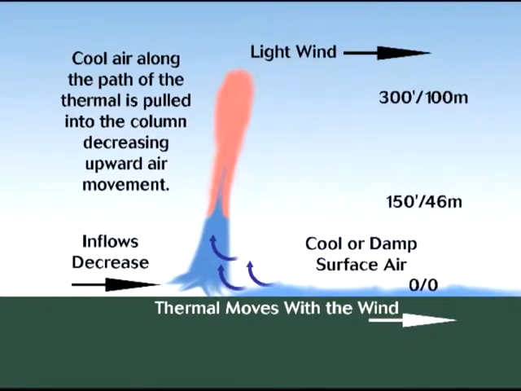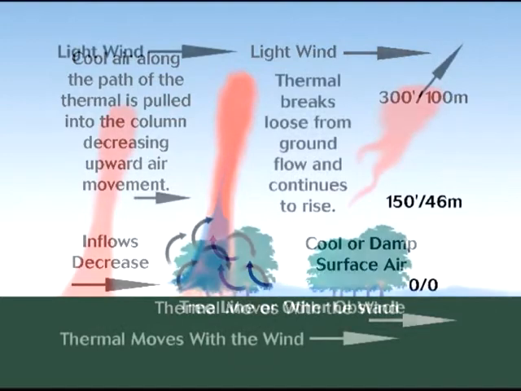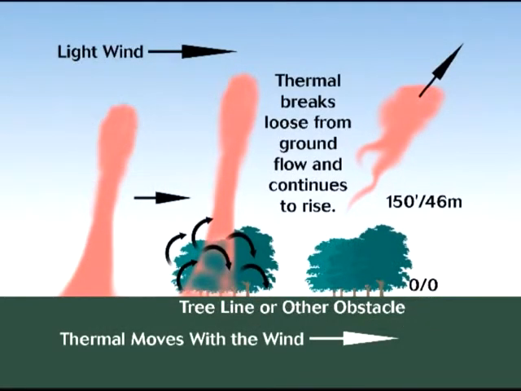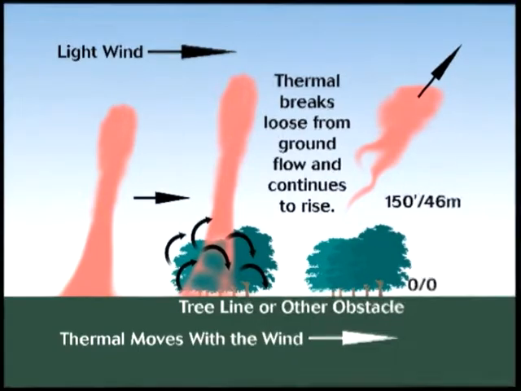A moving thermal can gather more energy than a stationary one, but at some point, its warm air source will be cut off. This usually happens when the thermal travels over a cool or damp surface. Many times the bottom of the column is sheared off from the warm surface supply by turbulence or ground structures like buildings or tree lines. As in the still air example, once the warm air source is cut off, the rest of the thermal continues to float upward and drift downwind until it cools and mixes out with the surrounding air.